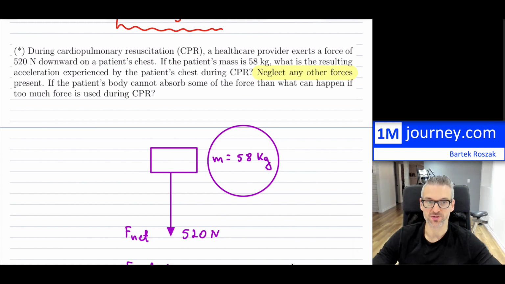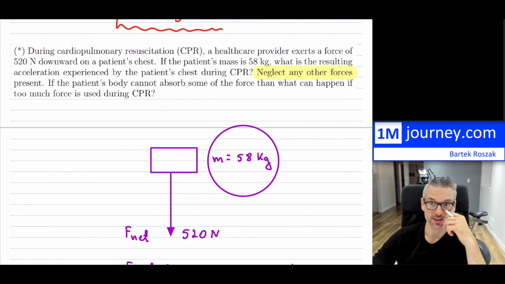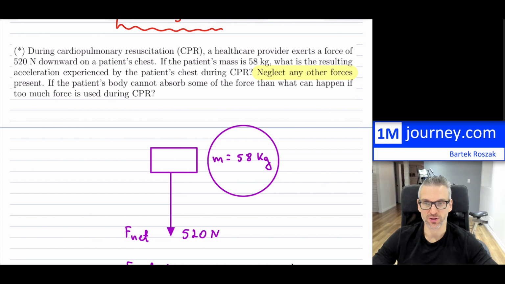Now, they do ask us an extra question. If the patient's body cannot absorb some of the force, then what can happen if too much force is used during CPR? So I think this is just logical. As you're pushing through, you have your chest cavity, you can certainly break it. And it has happened during CPR, if you put way too much force, you can literally break that. Especially if you have someone who's weaker, who's older or who's very young, you do have to be careful. Okay, that is it.